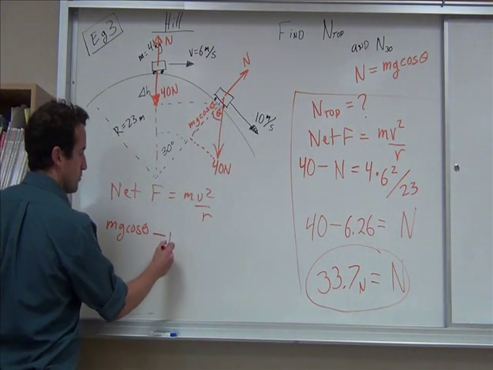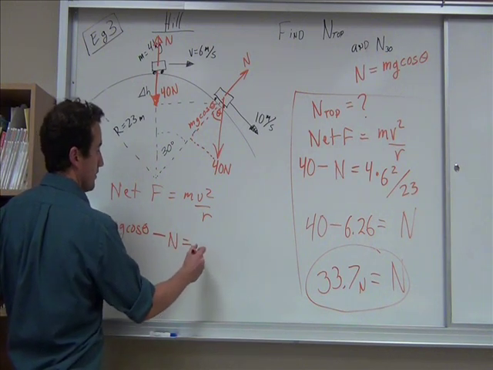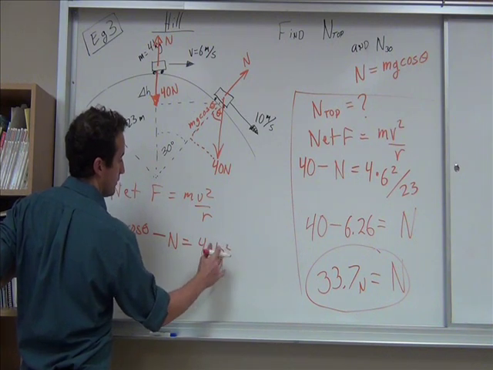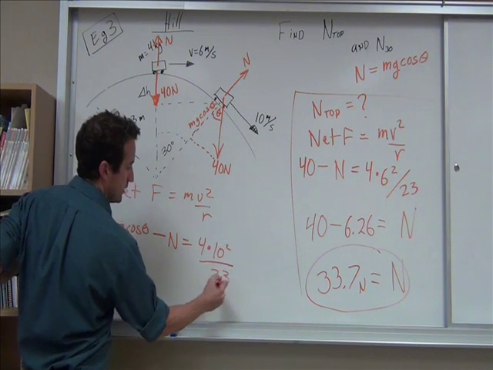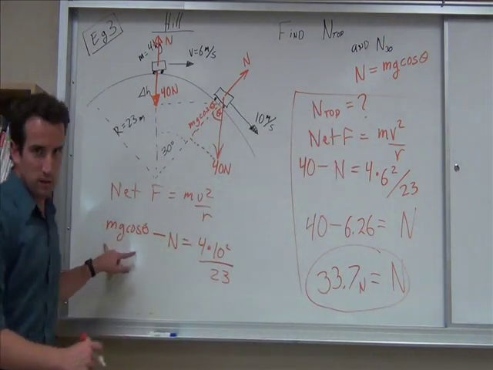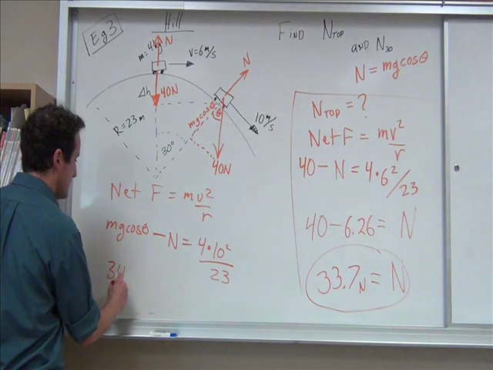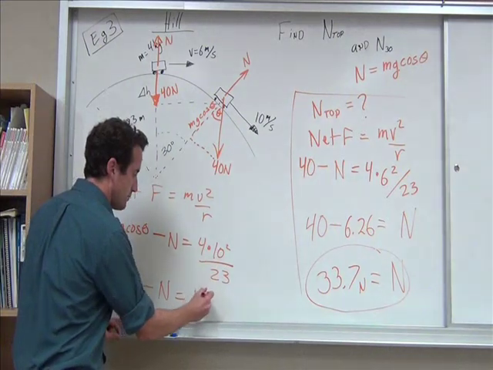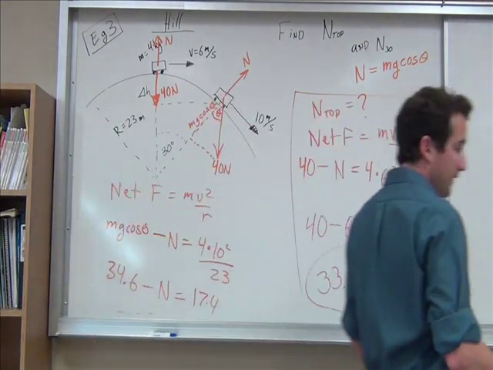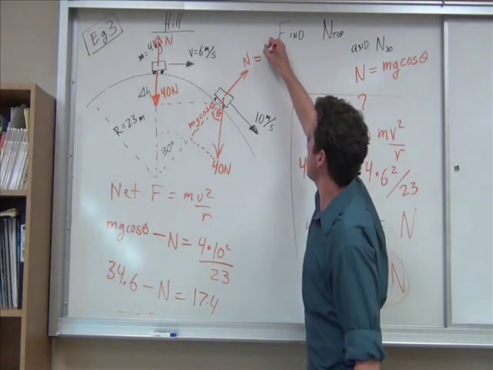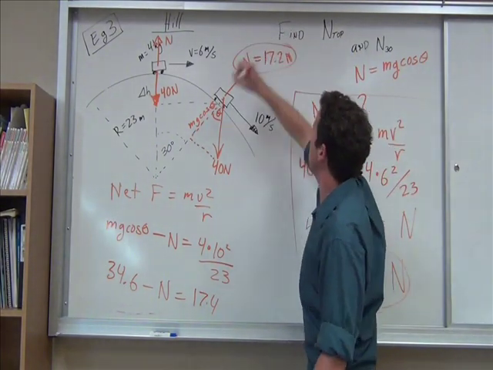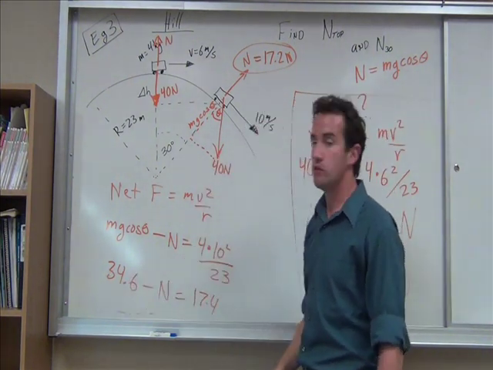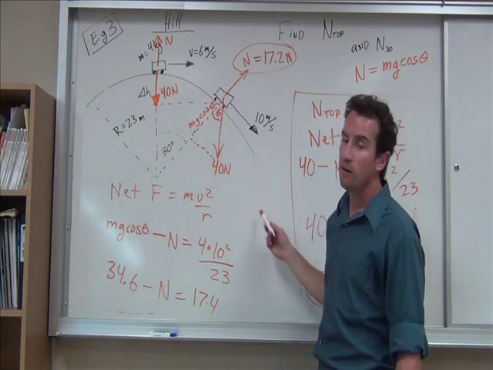Mg cos theta less the normal force causes centripetal motion: 4 times 10 squared for the velocity, divided by 23 radius. Plug in for mg cos theta and get 34.6 minus some number is 17.4. So with a little math, the normal force works out to be 17.2 newtons, which is less than 40 newtons, of course, and also less than mg cos theta. It's beginning to fall off the hill.